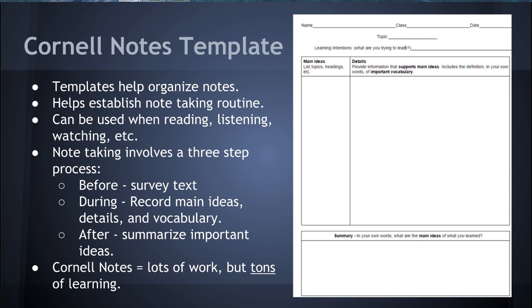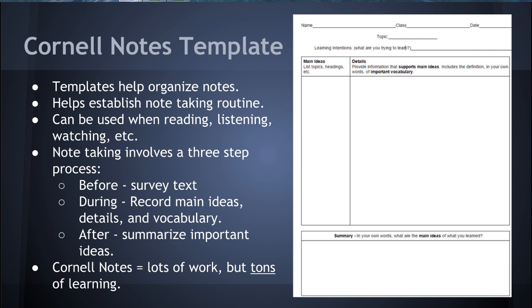Below where it says learning intentions, we have two separate columns in our table. On the left we have the main ideas, and on the right we have details. Notice that there's a lot more room provided for the details section than the main ideas section. The main ideas section is always very brief, and you're just listing topics, headings, things like that. So in the main ideas column, you're going to list the titles of sections, the titles of main ideas, and basically just the most important ideas.